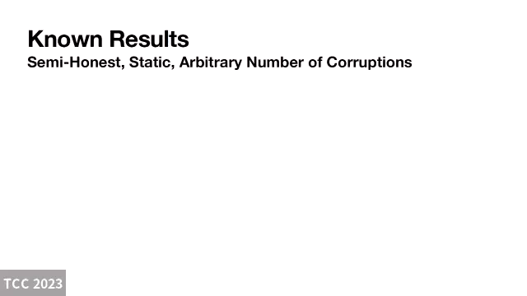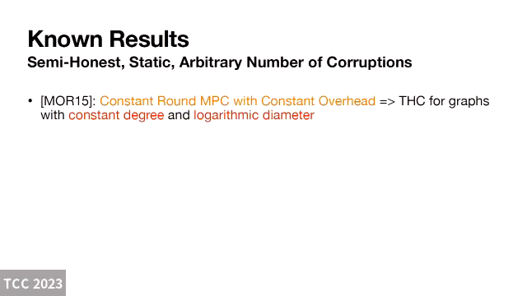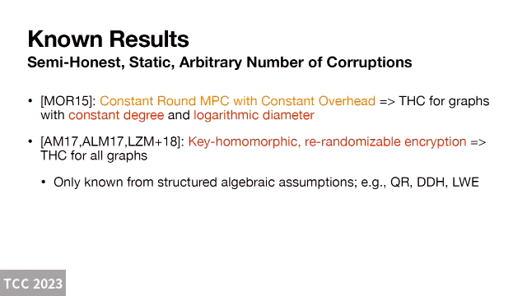So let's start with some known results in this regime. First of all, MOR 15 said that if you have a constant round MPC protocol with constant overhead, then you have THC for graphs with constant degree and logarithmic diameter, okay? Later, in a series of works in 2017 and 2018, they showed that if you have this key homomorphic re-randomizable encryption primitive, then you can get THC for all graphs. Okay, with the caveat here being that this encryption primitive is only known from structured algebraic assumptions like QR, DDH, and LWE.